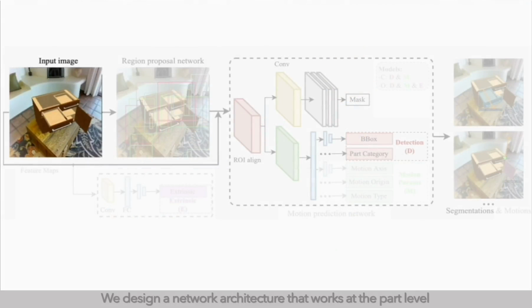We design a network architecture that works at the part level and detects arbitrary number of parts and their motion parameters. Our approach is designed to generalize over different categories and instances with varying number of parts. The input to our network is a single image.